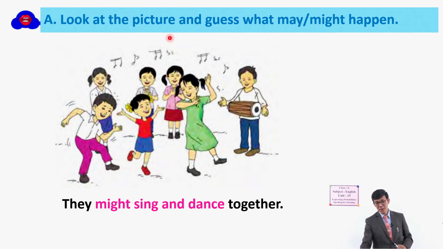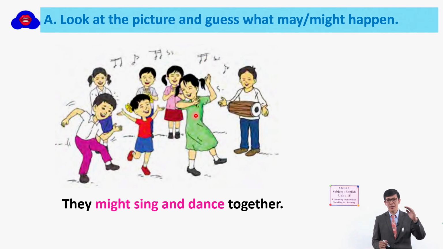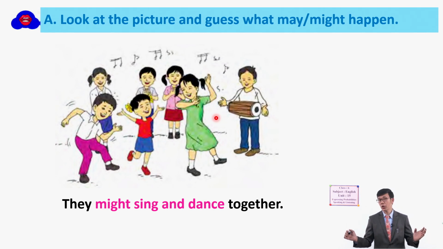Yes, you can see here the music, okay? In that beautiful music, all of them might be singing and dancing together, maybe in a picnic program or some sort of celebration. So they may or they might be singing and dancing together in their groups. Yes, my dear students, I guess you might have made wonderful sentences looking at the pictures. What may or might happen, right?